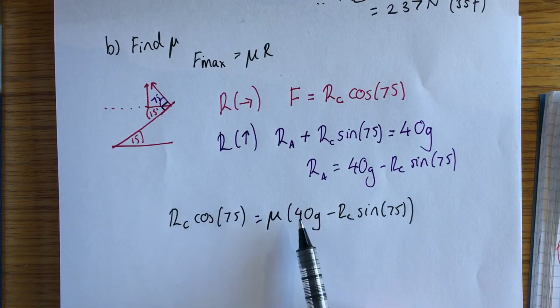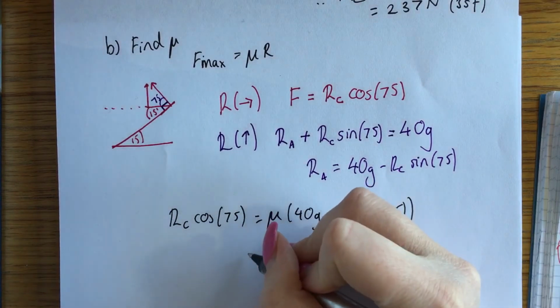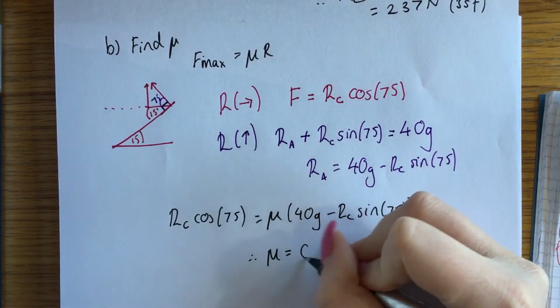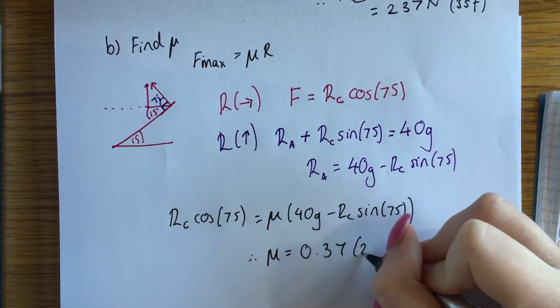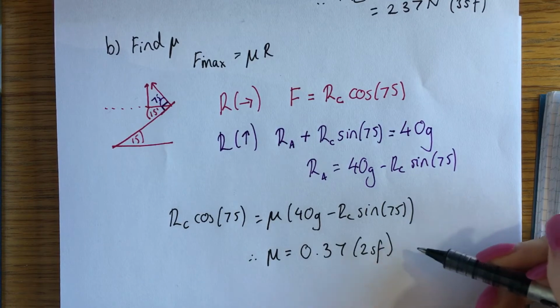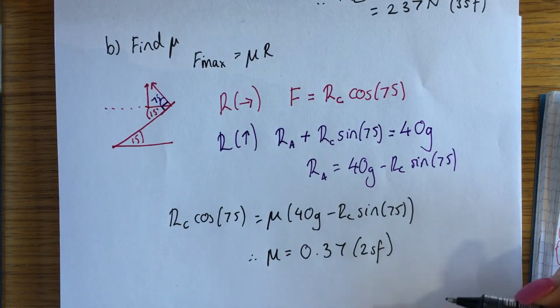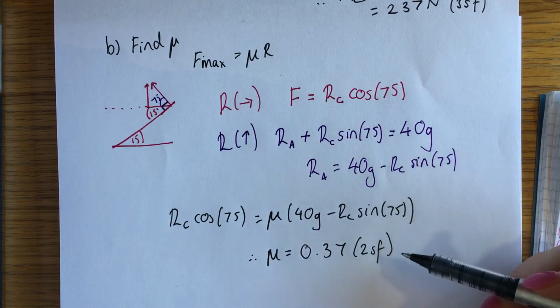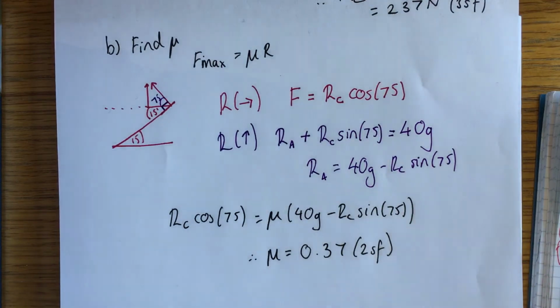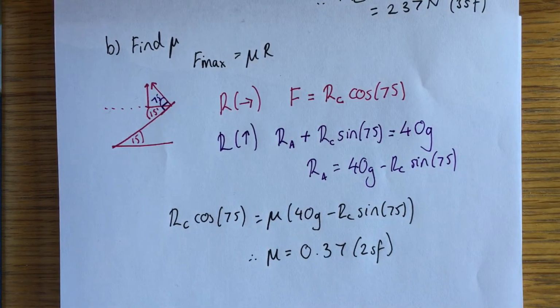So you're going to divide this side by (40g minus R_C sin 75), and then you calculate that mu is equal to 0.37 to 2 significant figures. I could have put 0.374, I think mine would have been, to 3 significant figures, but obviously we have got gravity, so if we do 2 significant figures, then it doesn't matter. Okay, so that one was the first of quite a challenging question. So let's see how we do with our second question.